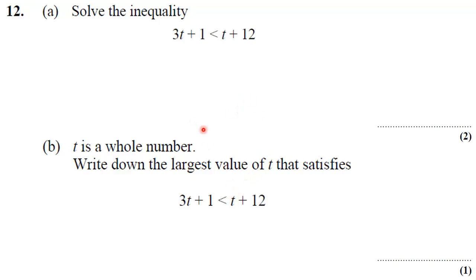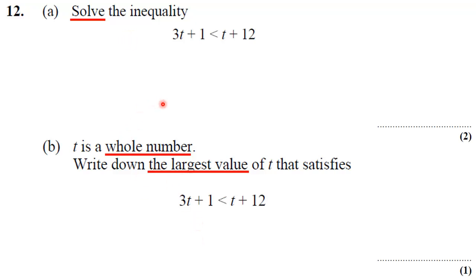Okay, in this question, if we look at it, it says solve the inequality 3t plus 1 is less than t plus 12. Part B says t is a whole number. Write down the largest value of t that satisfies 3t plus 1 is less than t plus 12. So part A and part B are linked.